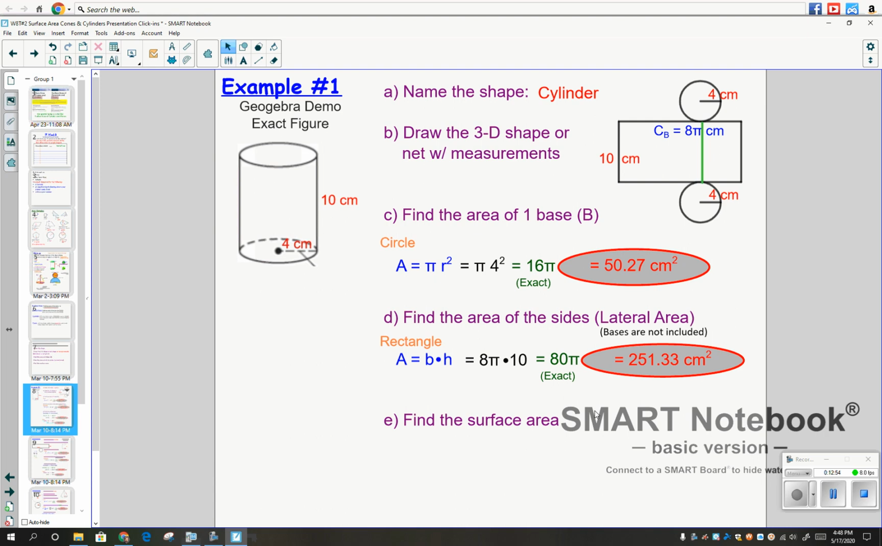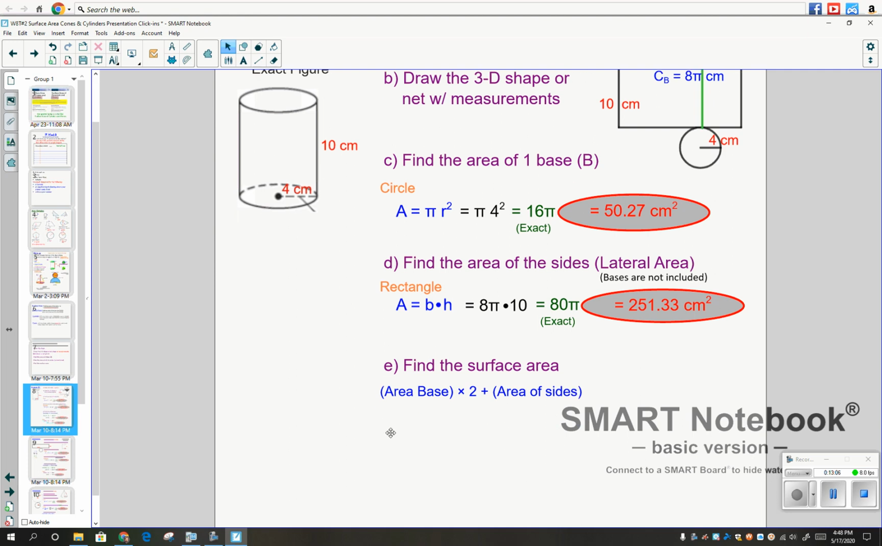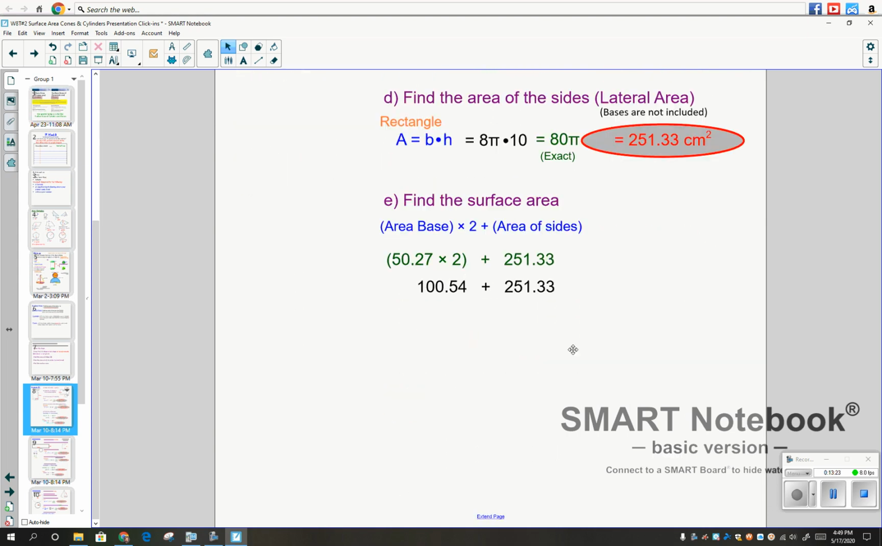251.33 centimeters squared. How do I find the surface area? Just like with prisms and pyramids, it's the area of the base. Well, I've got 2 of them, so I have to multiply the area of one base times 2. So I'm going to take 50.27 times 2, and then add the sides, which is the rectangle of 251.33. Multiply 50.27, I get 100.54. Add that to 251.33, and I get 351.87 centimeters squared.